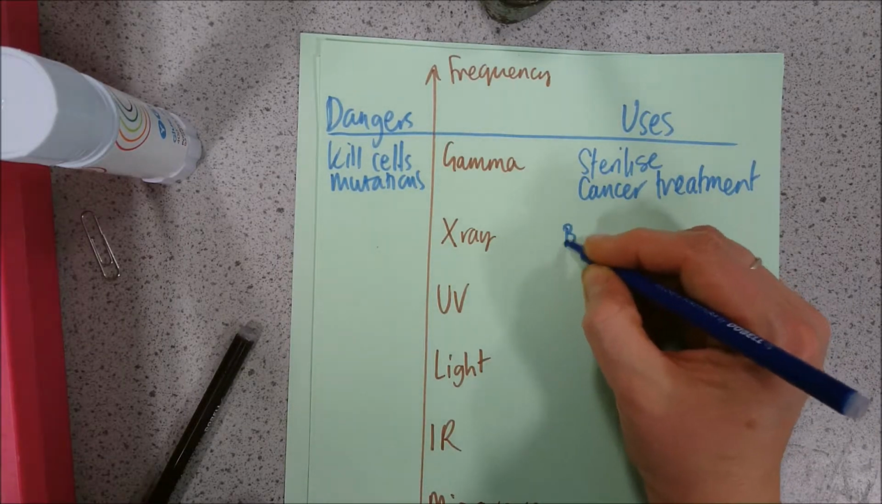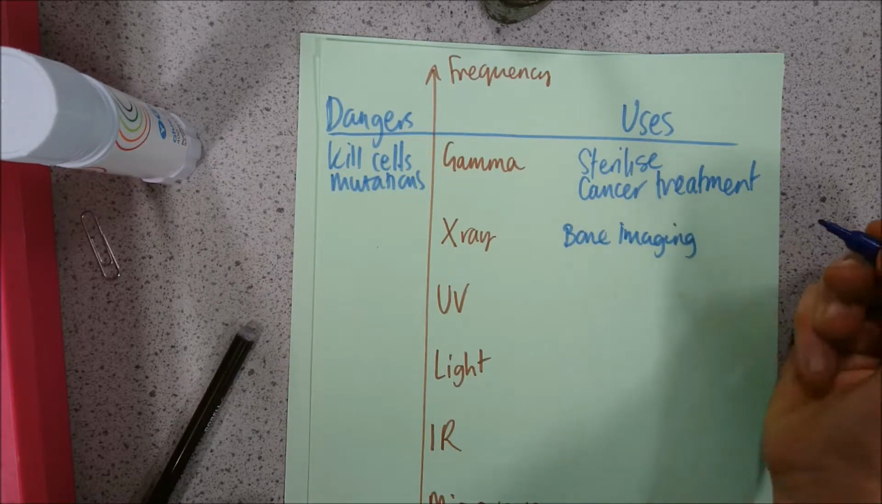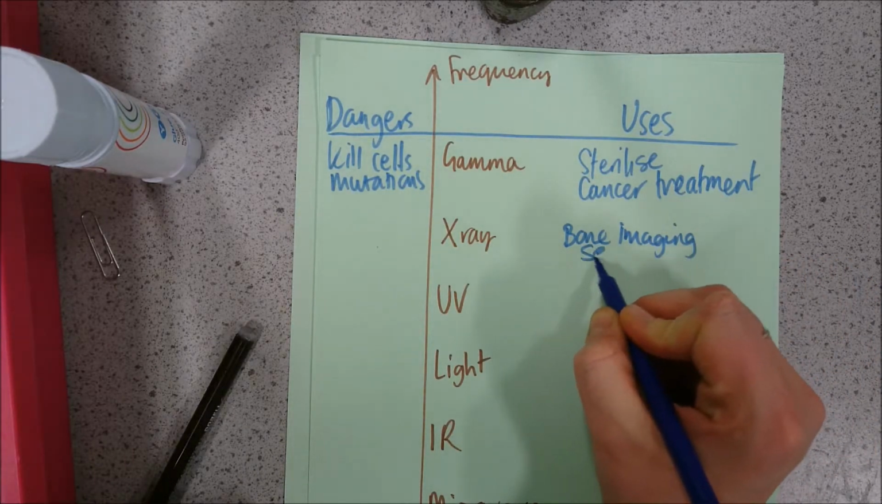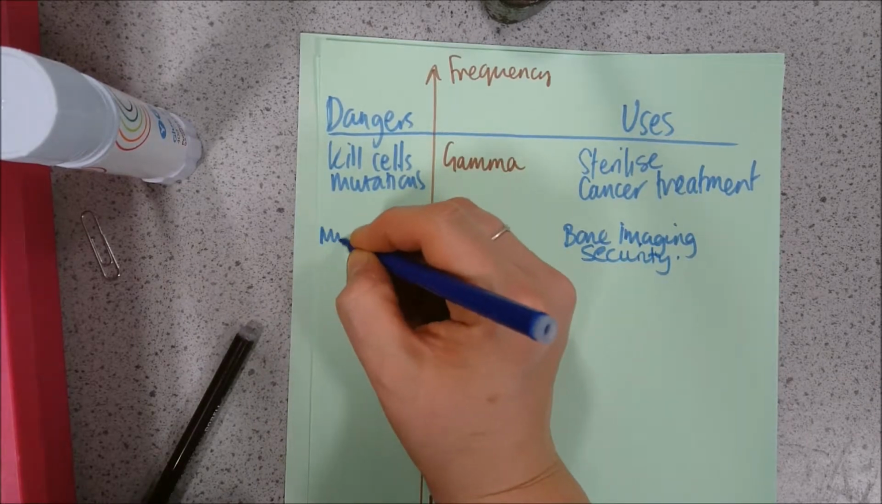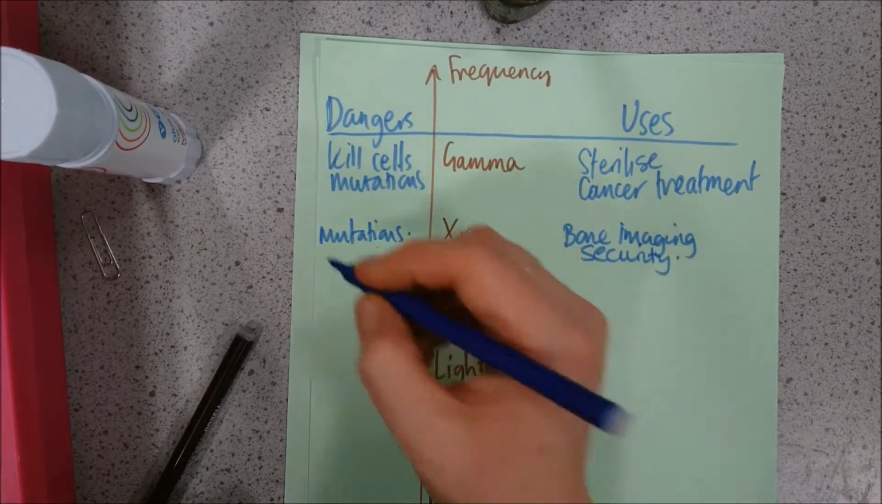X-rays obviously are used to do bone imaging, because they pass through certain tissue and they'll be absorbed by certain tissue and they'll reflect through certain tissue, so we can get a really accurate image. They're also used for security. If you've ever been to an airport, you'll see that. Dangers, again, they can cause cell mutations, which can then lead to cancer.